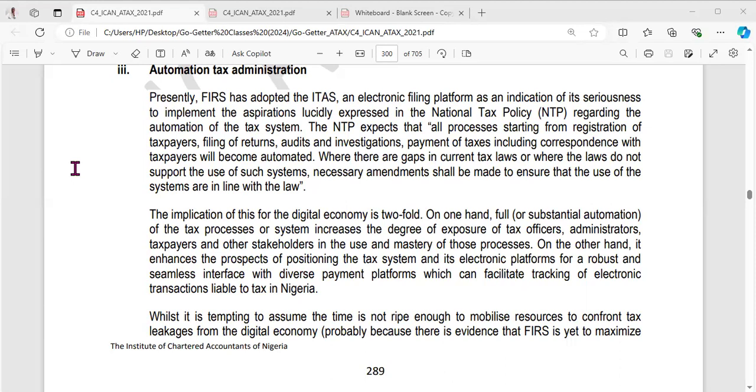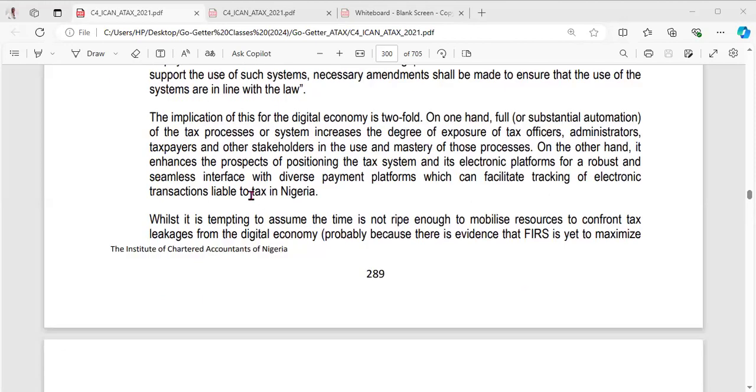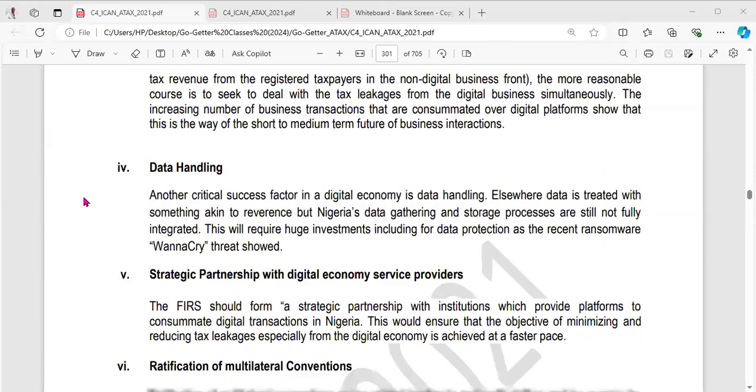When you click on apply for tax clearance certificate, you get it digitally. All this without human interference. That is automation of the tax administration. Then we have data handling.